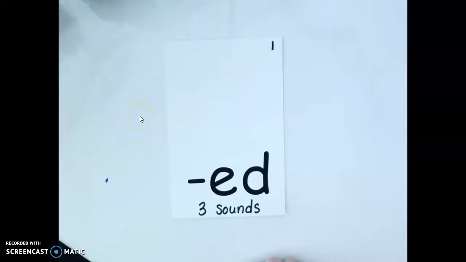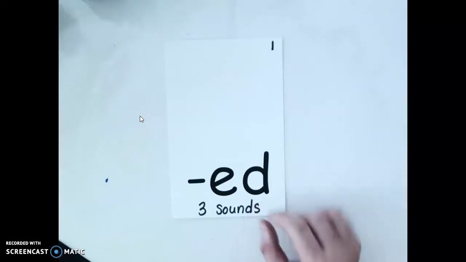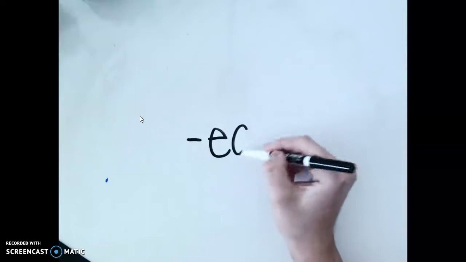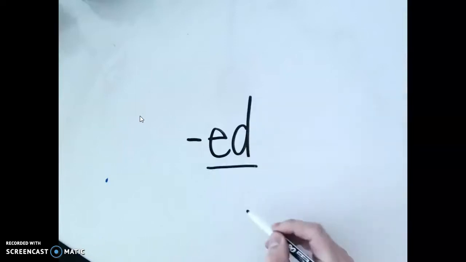Hi, first graders. Today's three-part drill is just going to focus on the three sounds of ED. We're going to do some practicing with words like that. Okay, so remember, ED has three sounds. It can say id, it can say d, and it can say t. Let's look at how we would write some of those. If I said, show me the id sound, we would write ED says id.